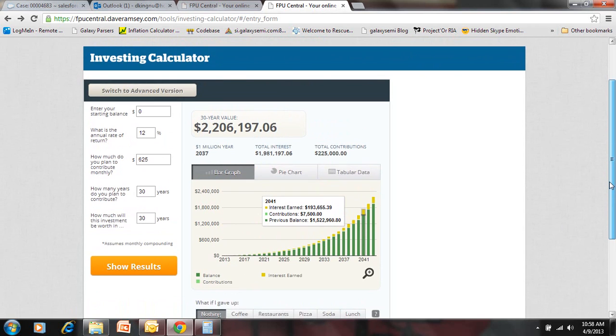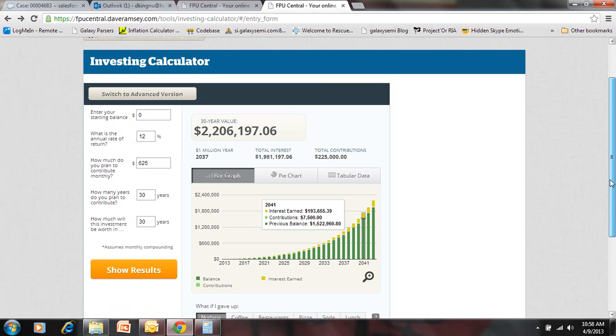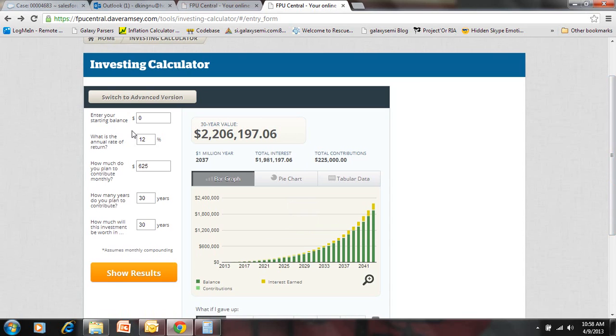Now, you might say, well, I don't like using 12%. I want to be a little bit more conservative. Even if you used something a lot more conservative like 9%, you're still going to have over $1 million. So let's just say we use that.